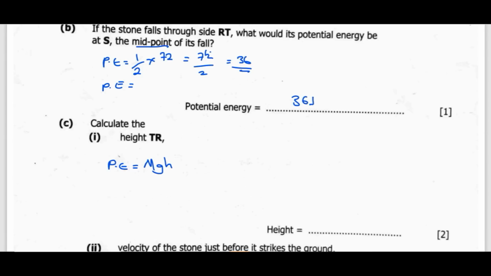So let us look at it, and we make H the subject of the formula. If we make H the subject of the formula, then it will be like this, so H is equal to PE over, so that is the formula that we're going to use.